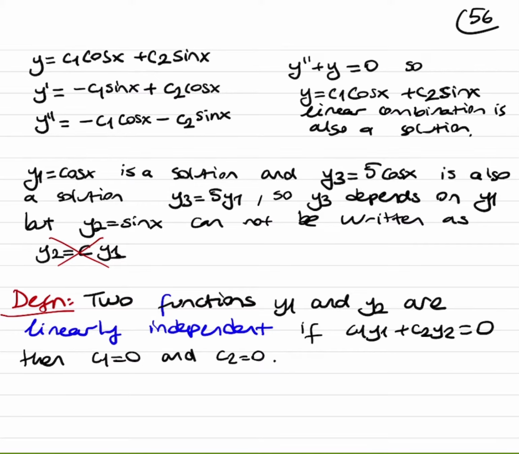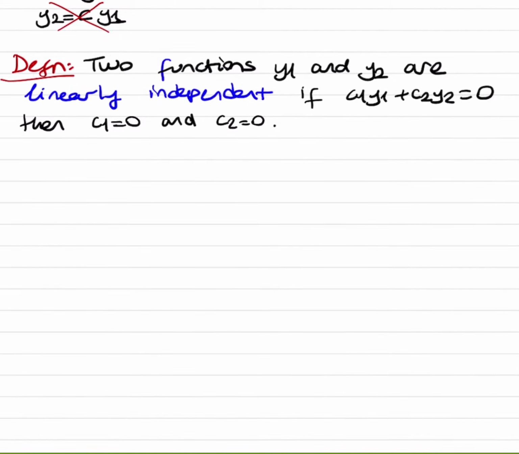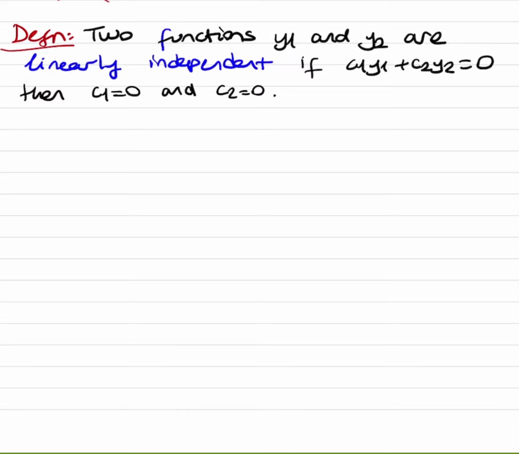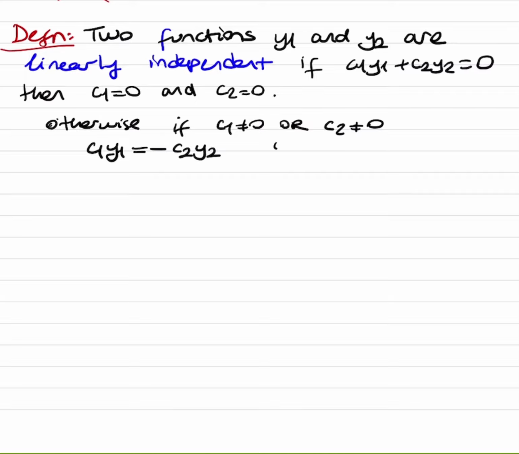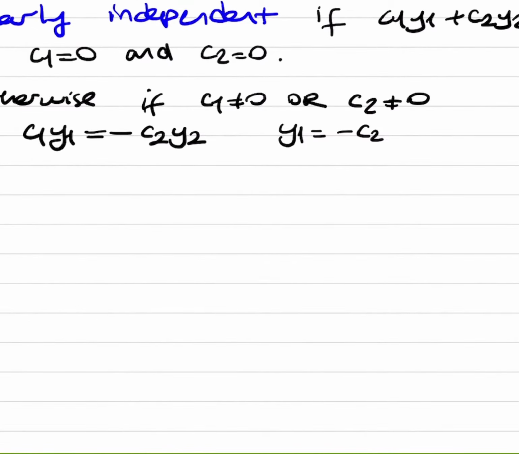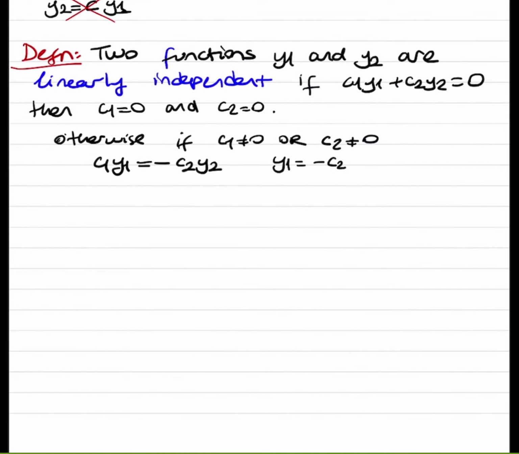Okay, and there is an easy way to understand the linear dependence. We look at some determinant, or let me make a short note here. Otherwise, if c1 is not equal to 0 or c2 is not equal to 0, then we can write c1 y1 is equal to minus c2 y2, and we can write y1 as a multiple of y2. So this is linearly dependent.